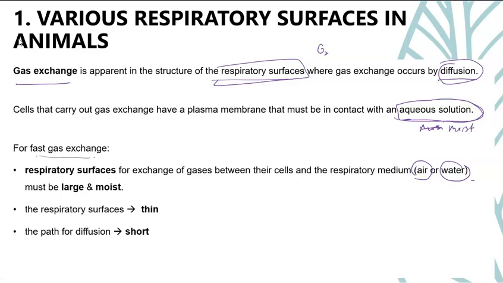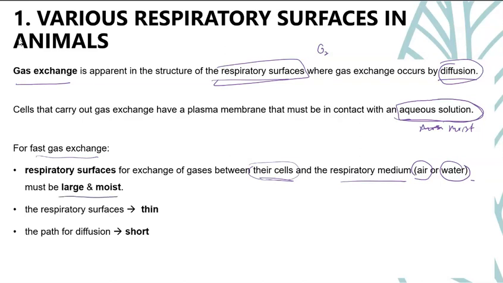Okay, so for fast gas exchange, the respiratory surface, for exchange of gases between their cells, is referring to the cells that make up the respiratory surface. For example, we have lungs. Inside our lungs, we have many alveoli. The alveoli are composed of cells that are one cell thick. So those are respiratory surfaces, for exchange of gases between their cells and the respiratory medium, which must be large and moist.